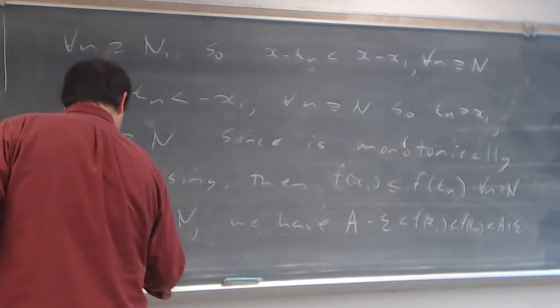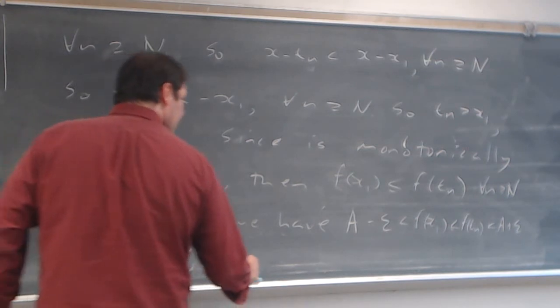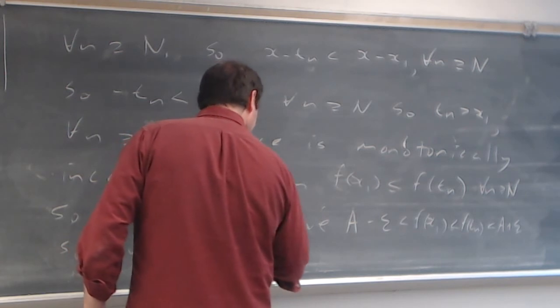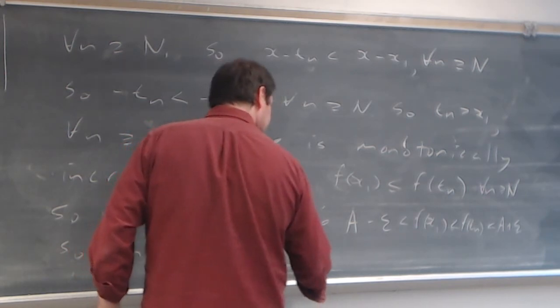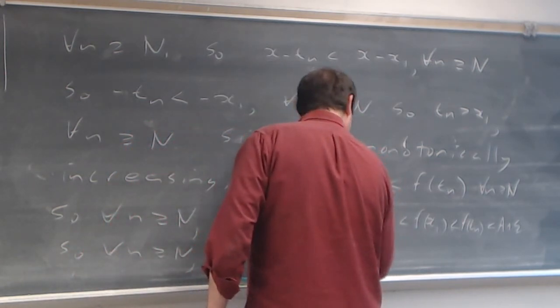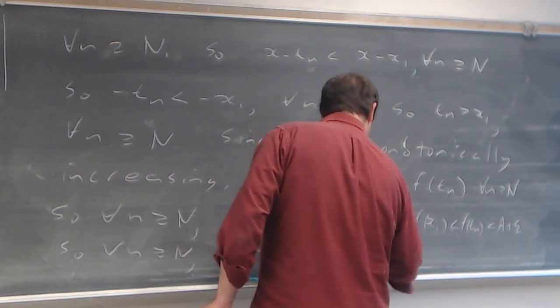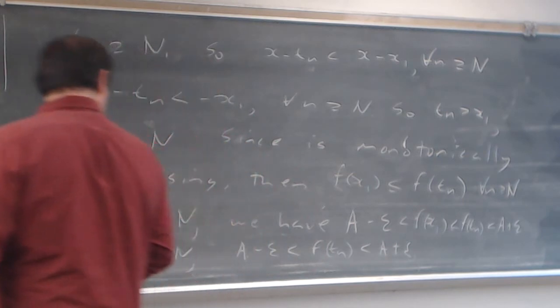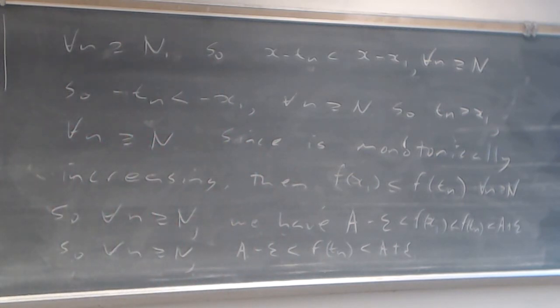So, for all n bigger than or equal to big N, concentrating on what we want to concentrate on, a minus epsilon is less than f of t sub n, which is less than a plus epsilon. So rewriting that by subtracting a from both sides.